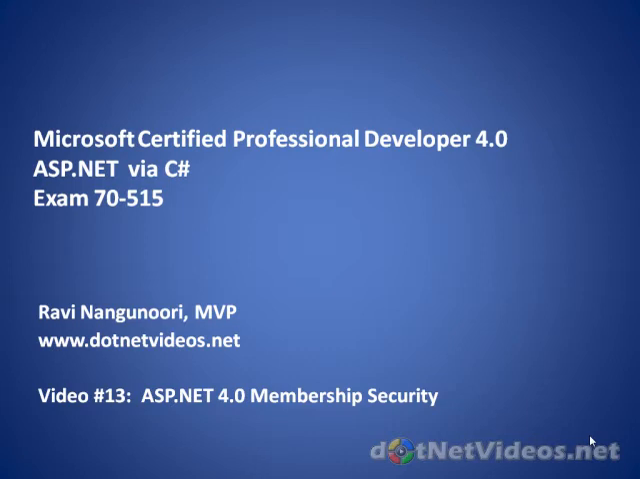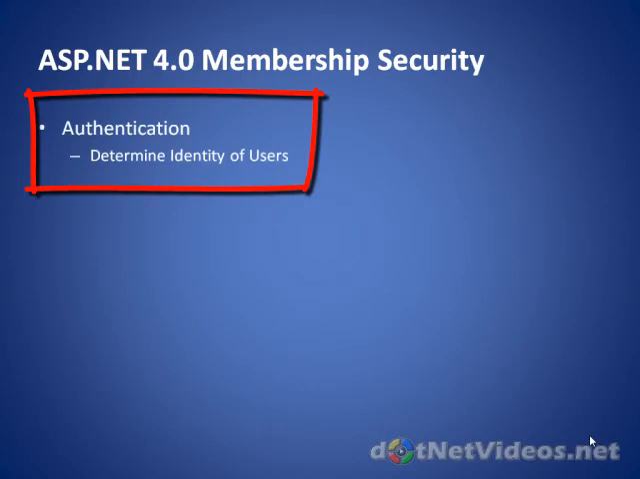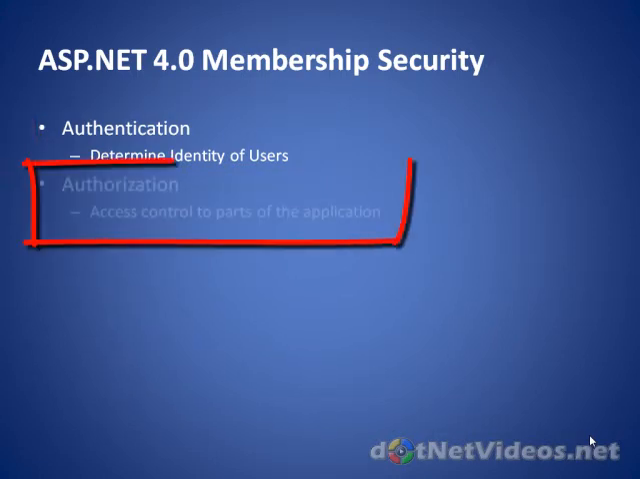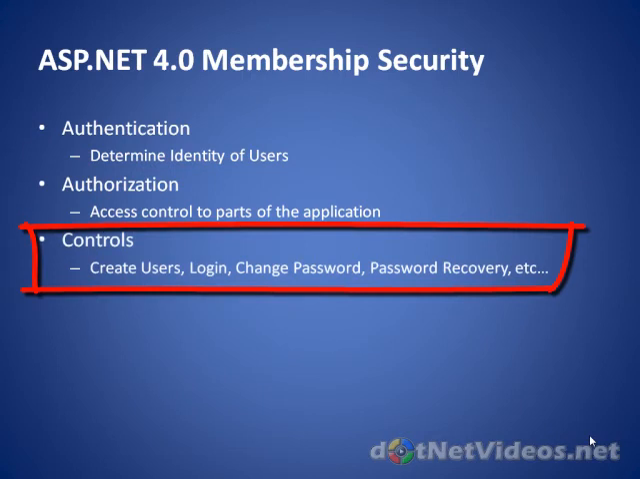This is video number 13 in our series, and ASP.NET 4.0 Membership and Security is what we're going to cover here. A few keywords you need to know. Authentication is determining the identity of your users and either authenticating them or denying them authentication rights. Authorization is slightly different. The user's already been authenticated and we want to control access, or maybe give them or deny them access to certain parts of the application, perhaps depending on what role they are in. Are they an administrator? Are they in some other role, depending on who their user is, as an example.